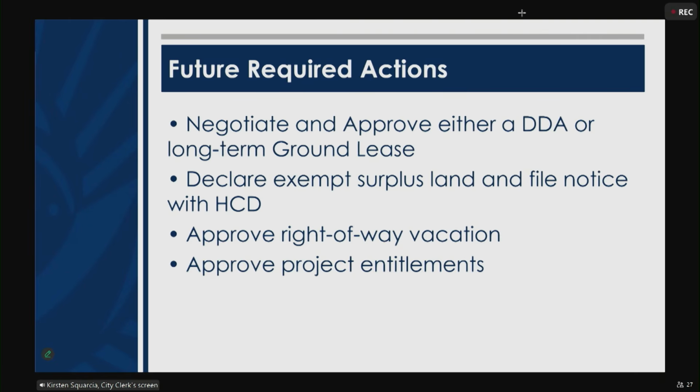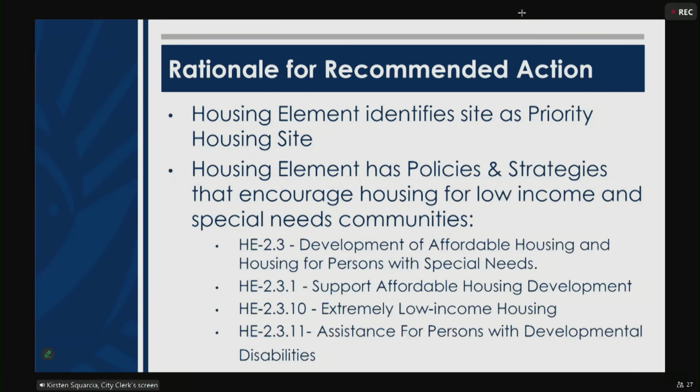Next slide, please. The rationale supporting the recommended action that's made within the staff report, and that was mentioned in the beginning of this presentation, includes the fact that the housing element identifies the Mary Avenue site as a priority housing site. The housing element has policies and strategies that encourage housing for low-income and special needs communities, and it supports a number of policies that have been set forth by the city. These policies also ensure that the city is aligning with state housing goals.